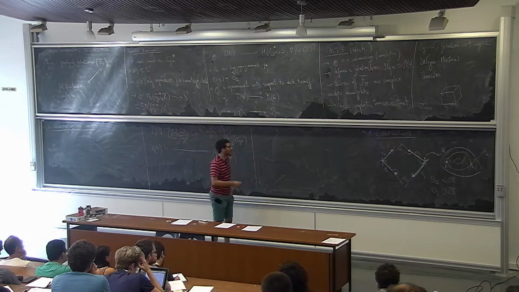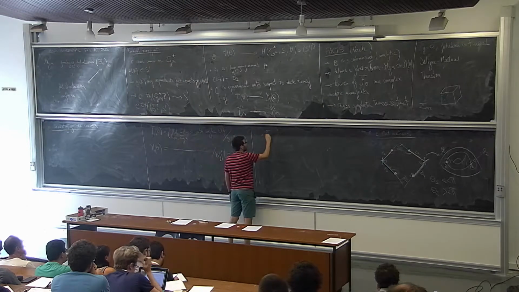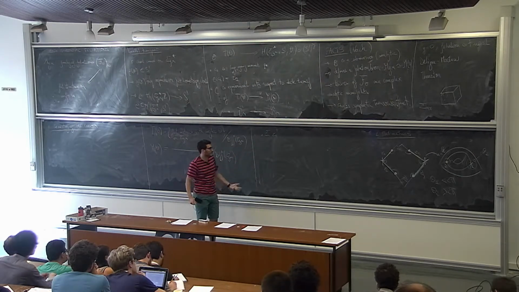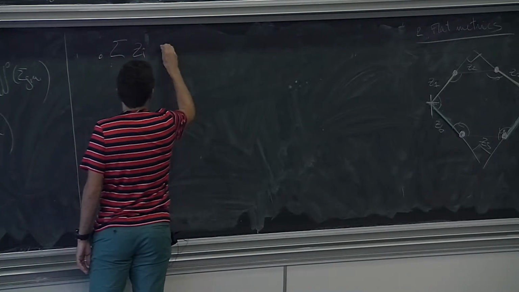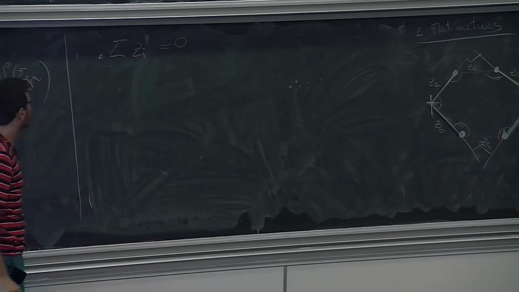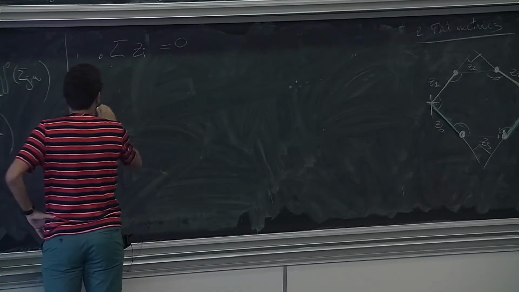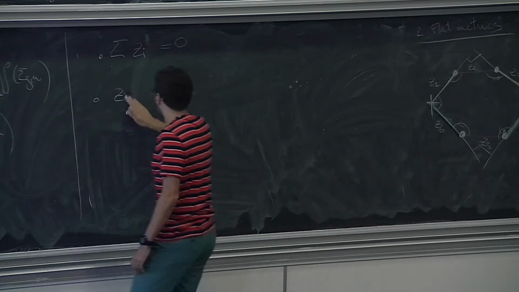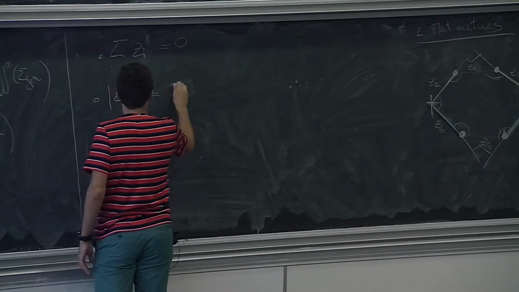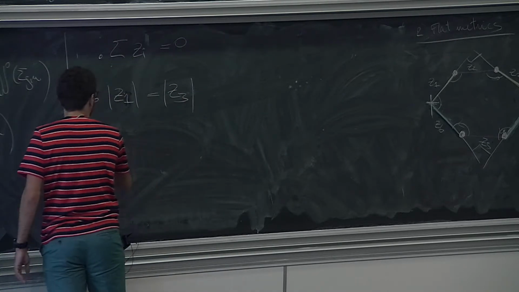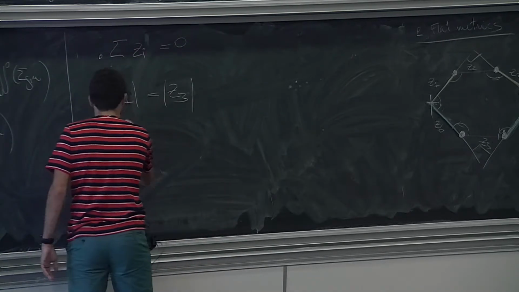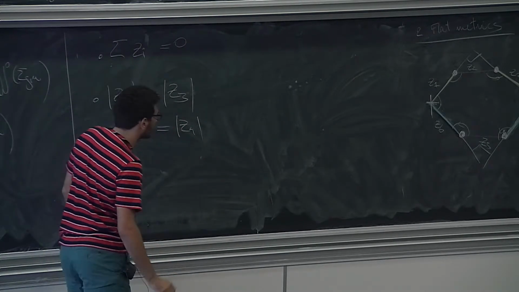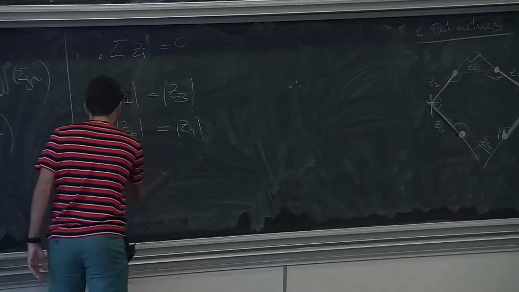I've got some conditions, of course, on those Z_i. If I want them to close up to a polygon, I need their sum to be equal to 0. And here Z1 is glued with Z3, so I need the modulus of Z1 to be equal to the modulus of Z3. We can do the same for Z6 and Z4. I've only got two left, and that's Z2 and Z5.